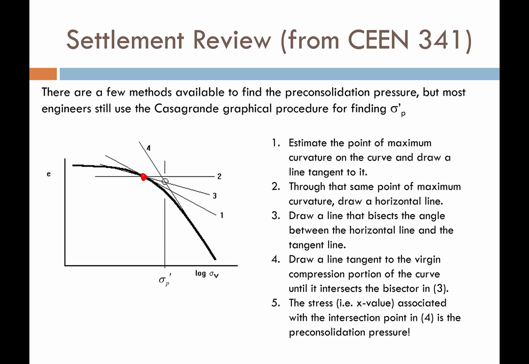And a part of step 1 then is to draw a line tangent to that point of maximum curviness. So that's line 1 right there. Step 2 is to draw a horizontal line through that point of maximum curviness. So now we have this angle right here between the two lines that we drew.